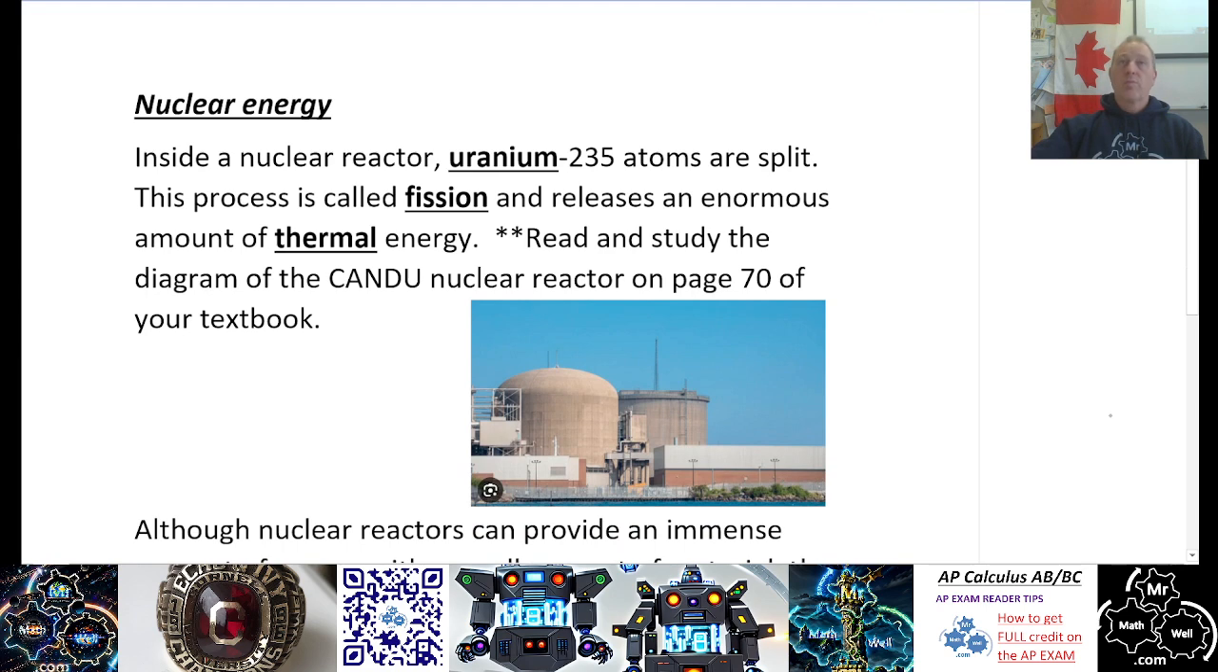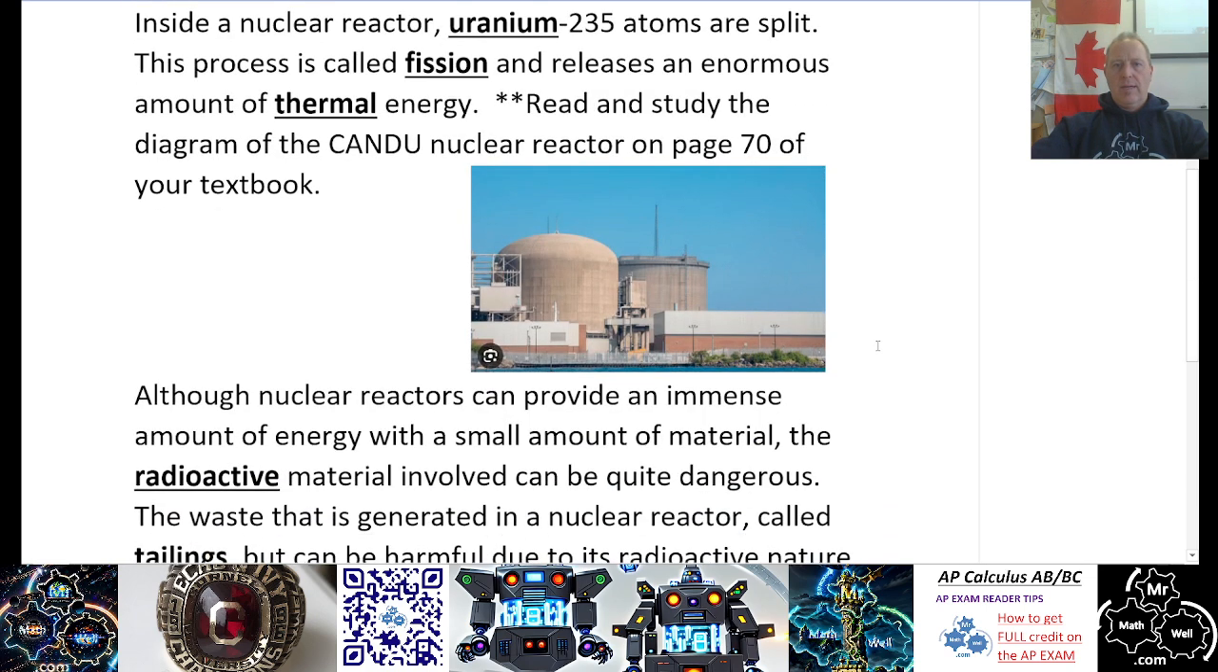Nuclear energy, this is close to where we'll stop for today in video 1. But nuclear energy inside a nuclear reactor: uranium-235 atoms are split. Remember we talked about nuclear fission, okay? That's when this is split. The process is called fission, and it releases an enormous amount of thermal energy. On page 7 in your textbook, I will get you to read about the CANDU nuclear reactor pictured below here. It's one of Canada's famous nuclear reactors over the years, and you can read about how that works.